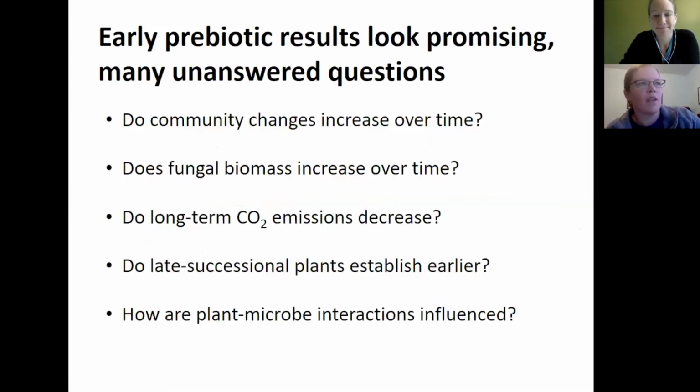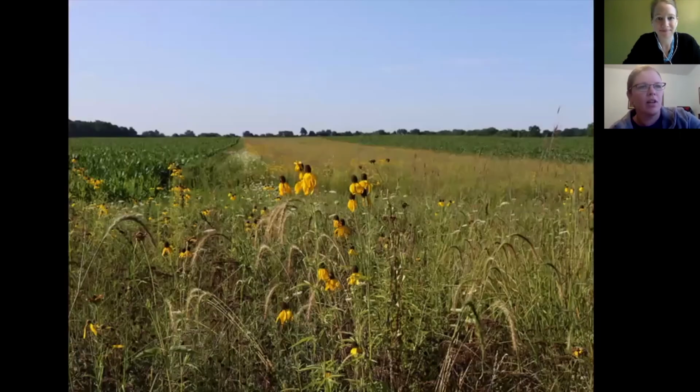So I just want to point out that these results look promising, but there's still many unanswered questions. Do community changes increase over time? Does fungal biomass increase over time? Does CO2 emission decrease over time? Can we establish late successional plants earlier or later? And then overall, how are these plant-microbe interactions influenced by these types of approaches?